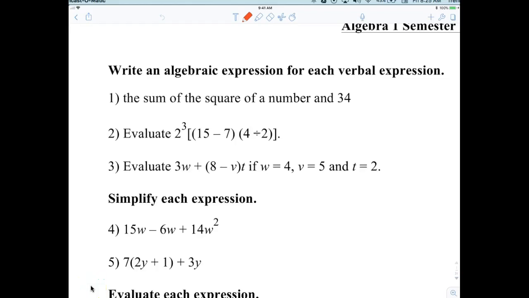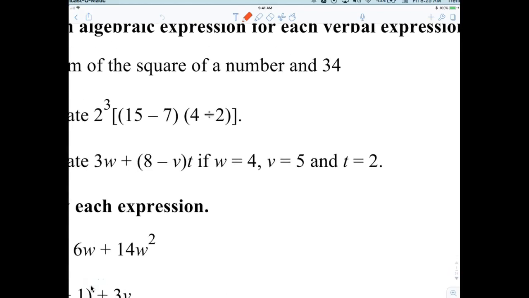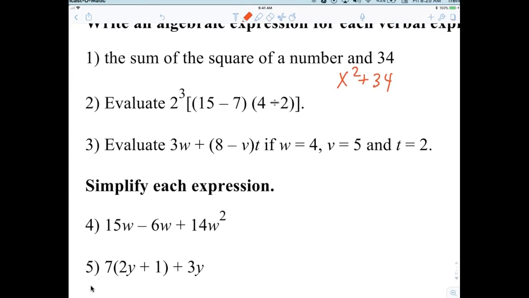Okay, the sum of the square of a number n, 34, should be pretty straightforward. X squared plus 34. All right, speak up if you're not sure. Now, again, let me stress, you're going to be able to use your calculator, but I just feel like if you use your calculator on every problem, it will hurt you. All right? Does everybody understand what I'm saying?